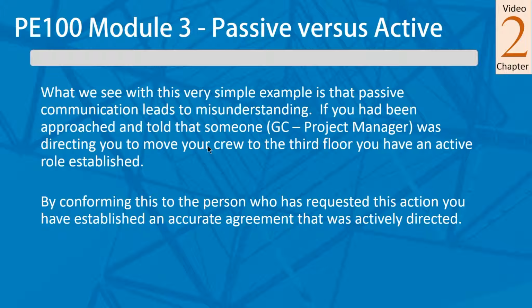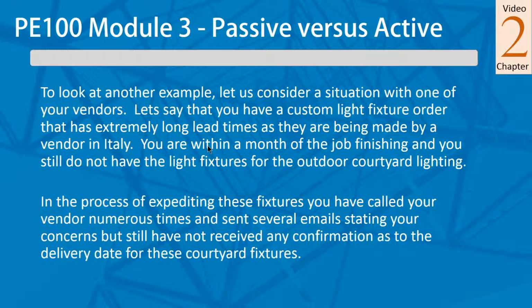And by conforming to this person who has requested, we go back to this. You've got to have the person requesting the action to establish an accurate agreement that was actively directed. So that's really where we're going here. We can look at another example.